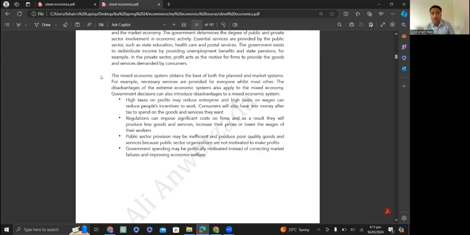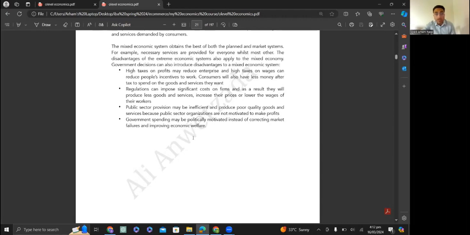The government might charge high taxes on enterprises, which might reduce risk-taking ability. If the government is charging too much tax, it will reduce people's incentive to work. Consumers will also have less money after tax to spend on the goods and services they want. Another is that regulation can impose significant costs on firms. If regulation costs are high, firms will have lower profitability, which will discourage entrepreneurship.